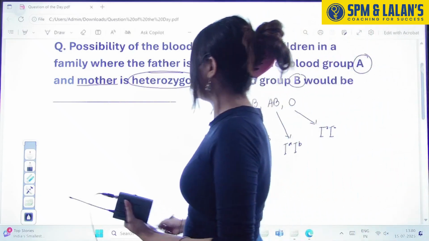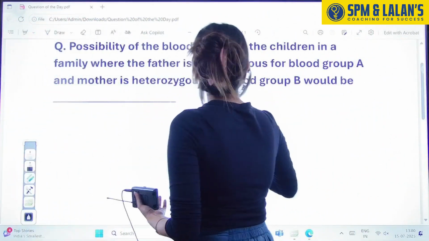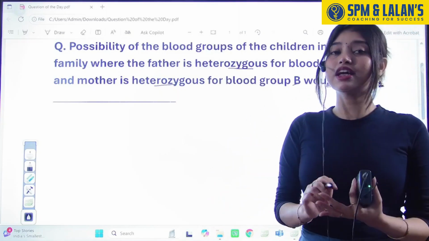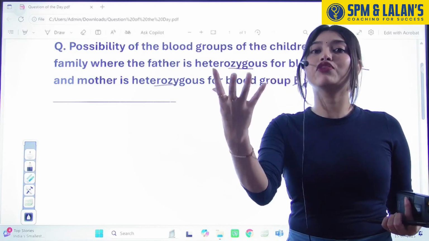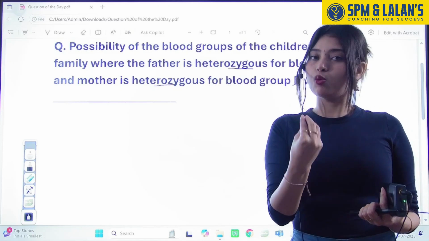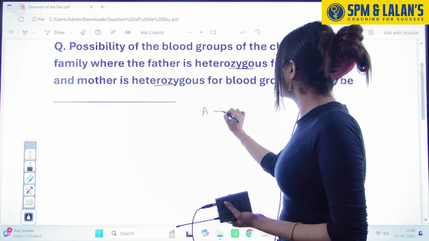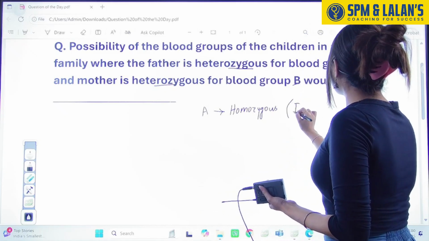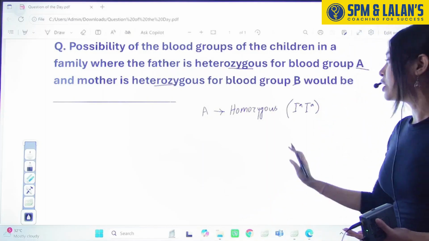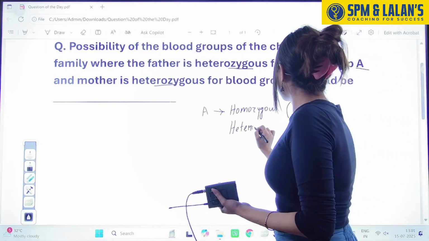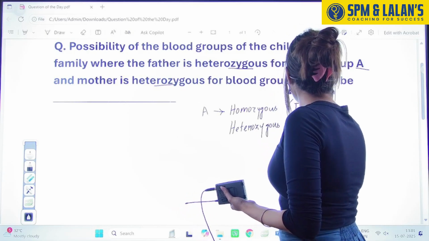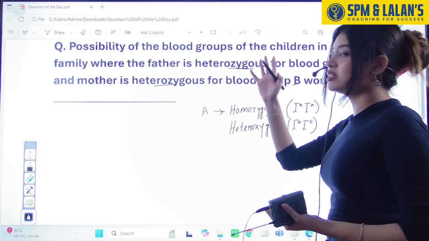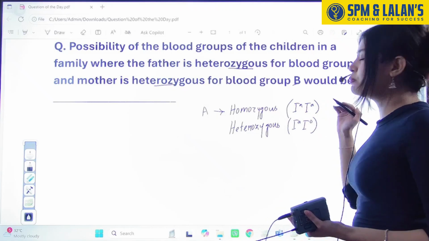Now coming back to the question, it already says that the father's blood group is heterozygous A and the mother's blood group is heterozygous B. When I say heterozygous, it means the two alleles of the pair are different. When both alleles are the same, it is homozygous. For blood group A, the homozygous arrangement would be IA and IA, both the same allele, whereas the heterozygous combination would be when IA is involved with IO. Similarly for B, the homozygous blood group would be IB IB, whereas heterozygous would be IB IO.